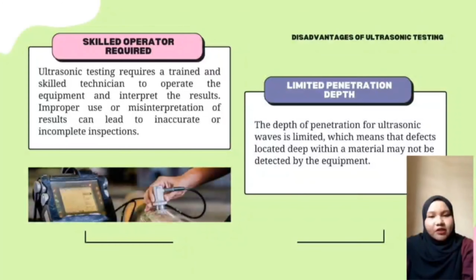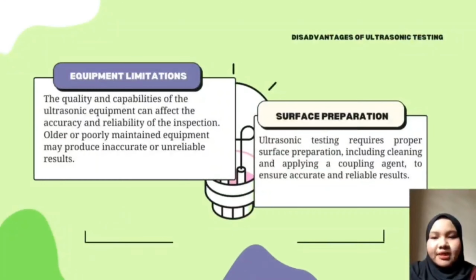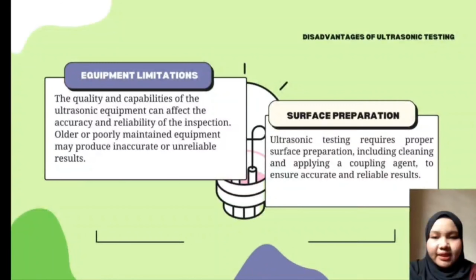Next is limited penetration depth. The depth of penetration for ultrasonic waves is limited, which means defects located deep within a material may not be detected by the equipment. Other than that, there are equipment limitations. The quality and capabilities of the ultrasonic equipment can affect the accuracy and reliability of the inspection. Older or poorly maintained equipment may produce inaccurate or unreliable results.